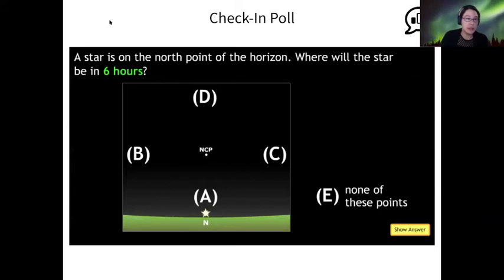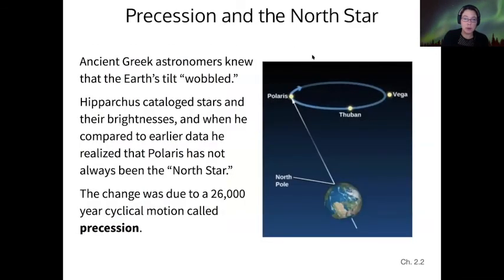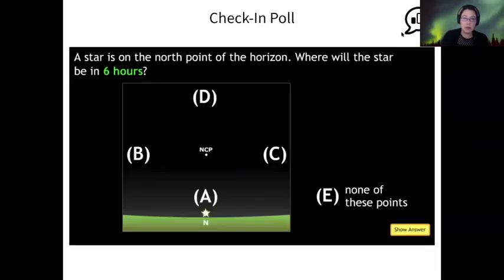So I want to check in here. If I have a star that's on the north point of the horizon, then in 6 hours, where's the most likely position of that star, based on the motions that you've just seen?